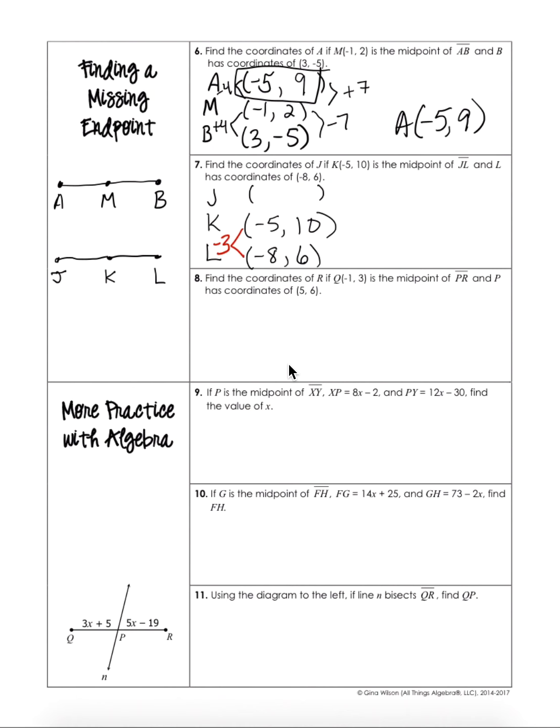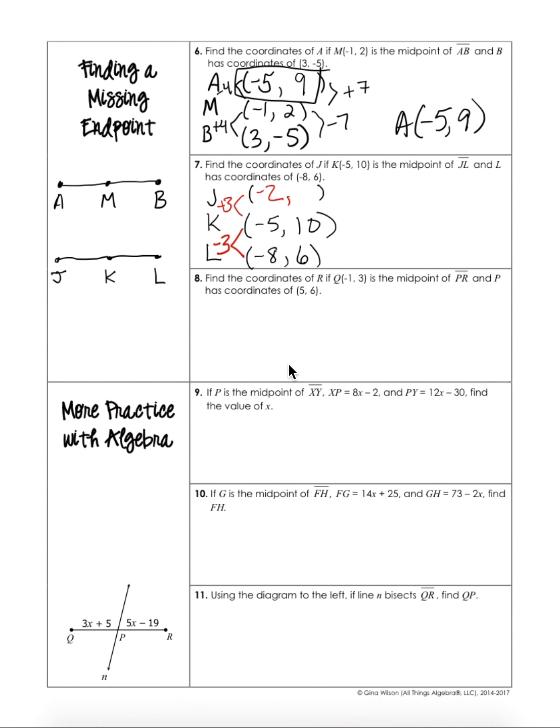Okay? So if I'm at K and I have to go backwards to get to L, then I'm going to go forwards to get to J. So instead of going -3, to go the other direction, I'm going to add 3. So -5 plus 3 is -2.